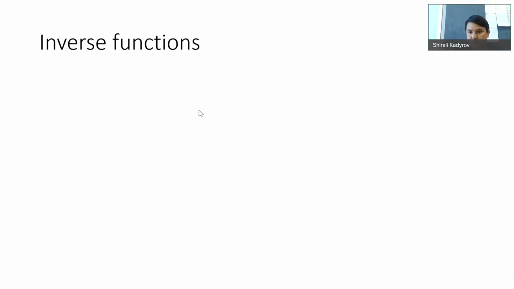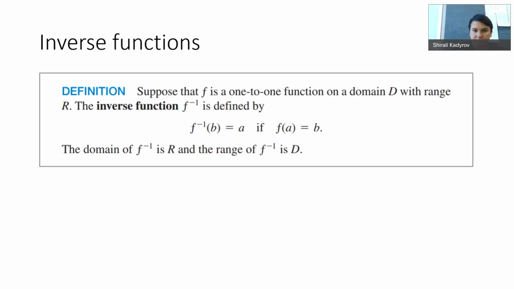Okay, now inverse functions. Here's the definition. Suppose that f is 1-to-1. So this is needed. We really need to have a 1-to-1 function in order to take the inverse on its domain D, with range R. Then the inverse function, which is denoted by f superscript -1, is defined by f inverse of b is equal to a if f of a is equal to b. And the domain and range interchange. So the domain of the original function becomes the range of the inverse, and the range of the original function becomes the domain of f inverse.